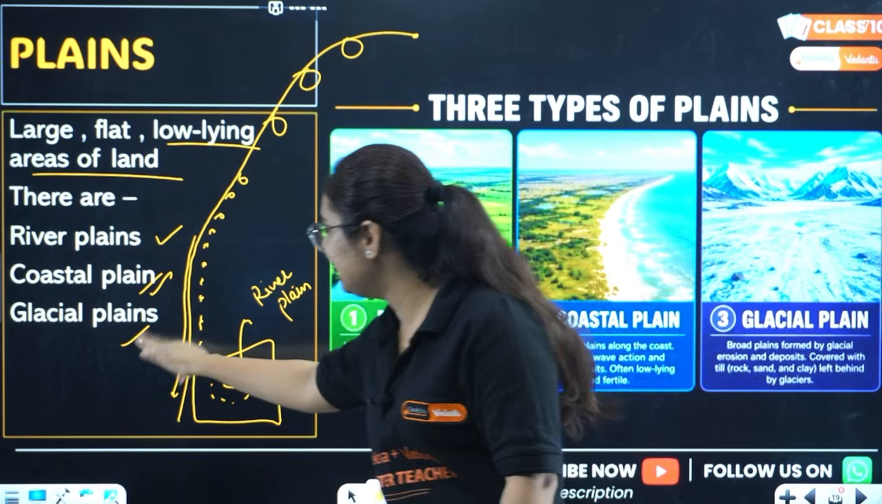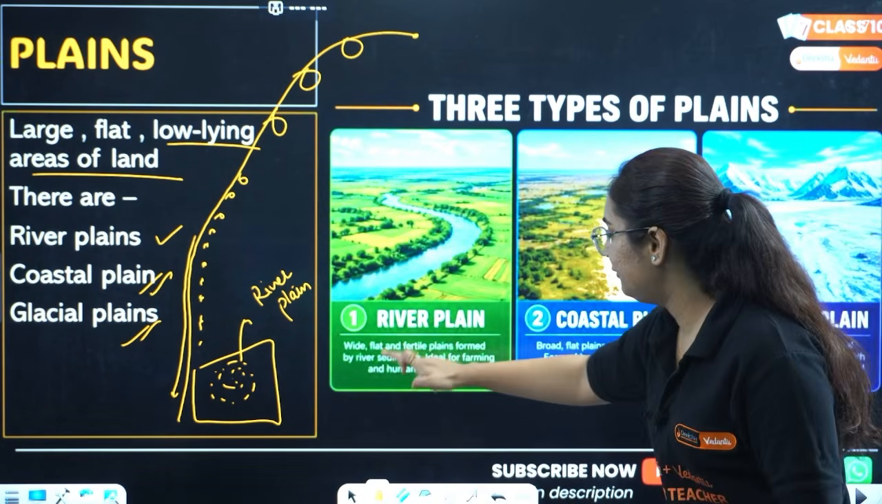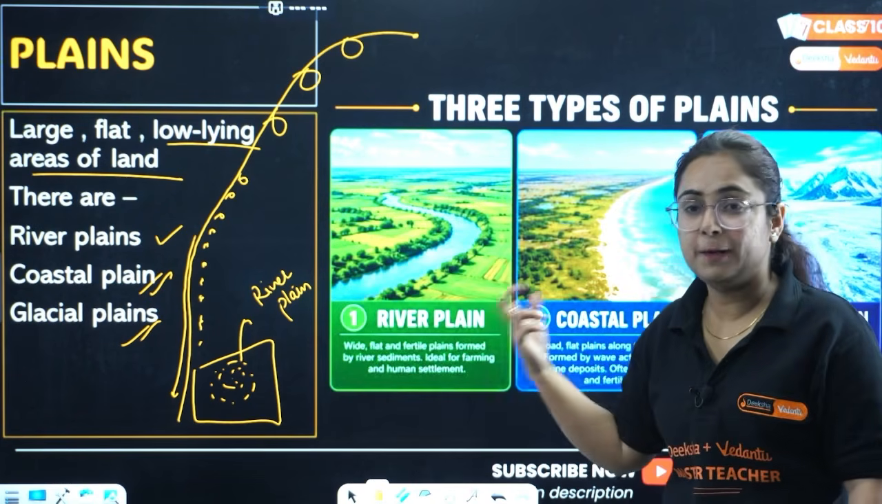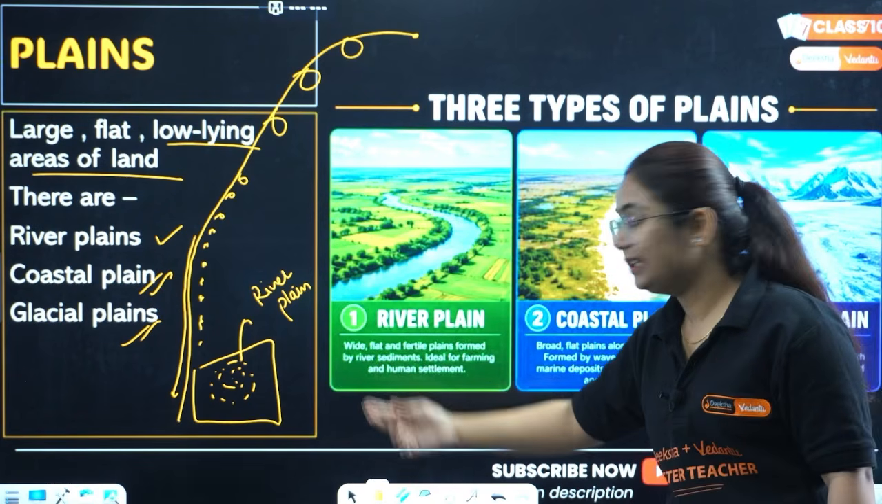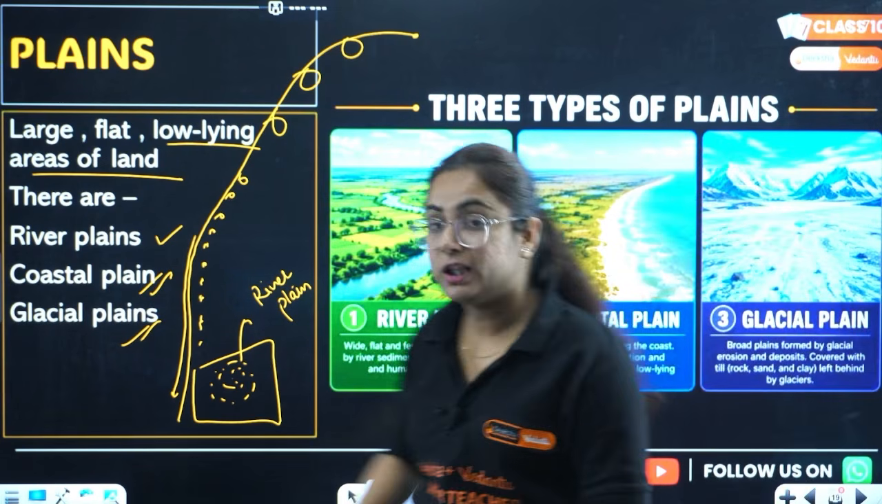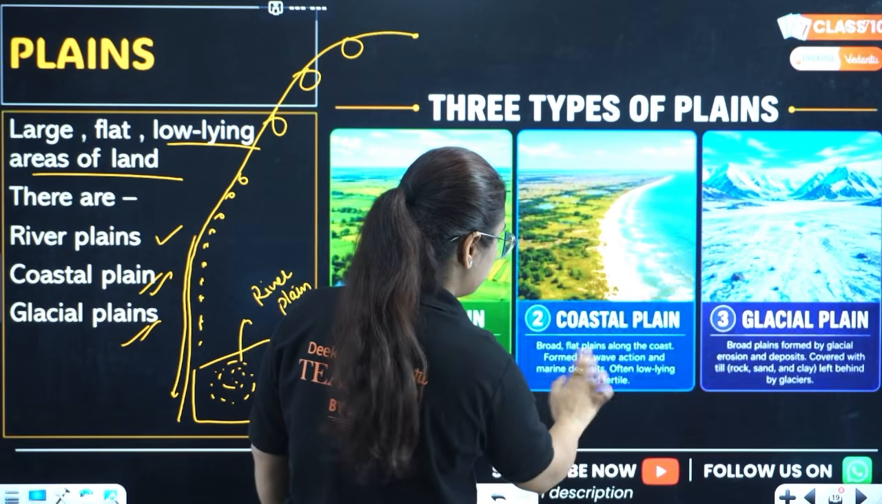And the same is glacier plain. See the pictures out here. See, river plain: a wide, flat and fertile plain formed by river, because it is formed by the sediments brought by river. Now these are so ideal for cropping because they have a lot of what? Nutrients along with them.